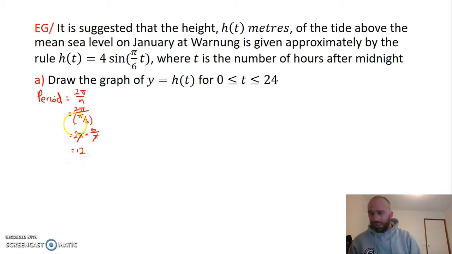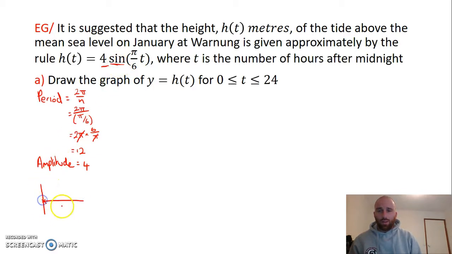We also need to find the amplitude. That's just represented by the number in front of the sine, and that's 4. We need to think about if it's a sine or cos. In this case it's a sine. With a sine graph, it starts at 0. We said the period was 12 hours, so it goes up, down, and up. But we need to draw this for the whole 24 hours, so it goes up, down, up, and that'll be our 24 hours.